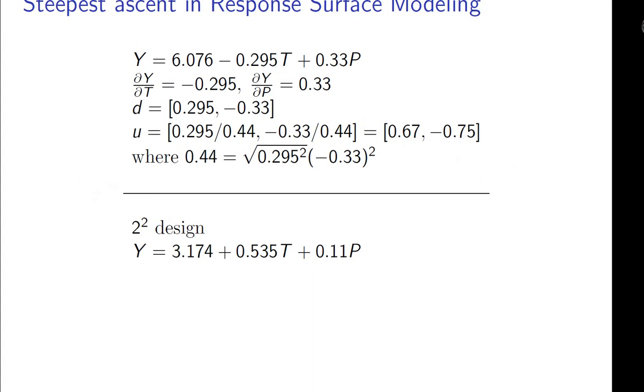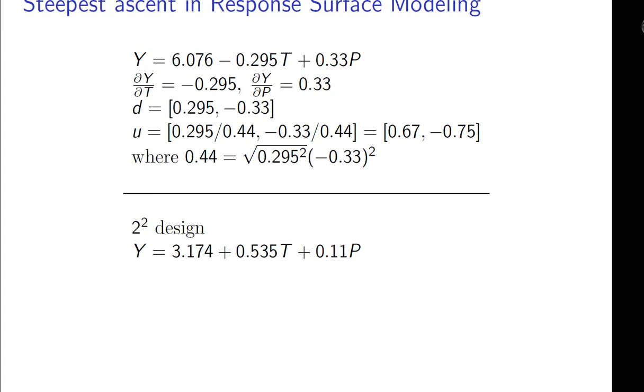So, for example, the regression model at the top of the page shows one where I have two factors, T may be temperature, P may be pressure, and the regression coefficients are minus 0.295 and 0.33. And the regression coefficients represent the derivatives, or the rate of change in the response variable with respect to the factors along each of those axes. Now, in this case, neither one stands out as being more significant than the other.